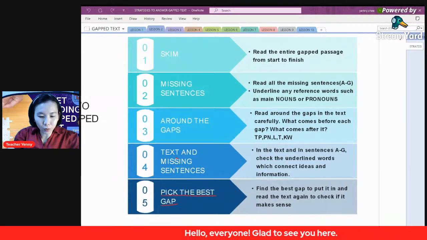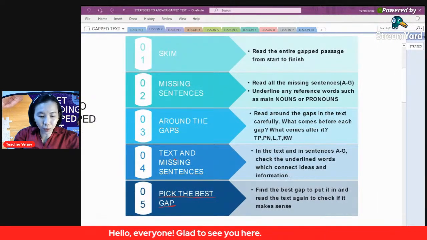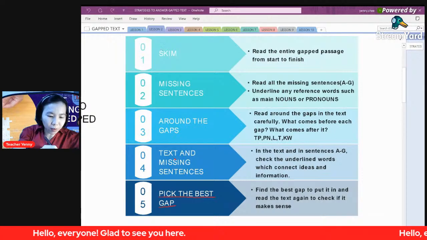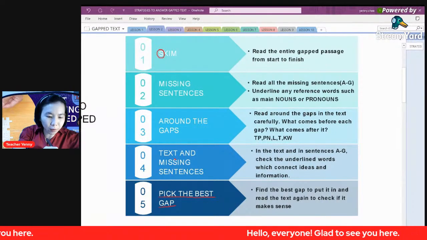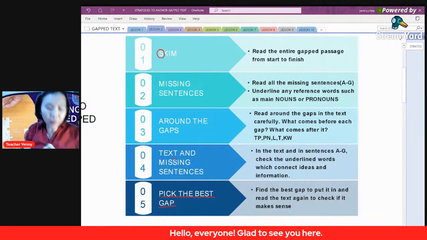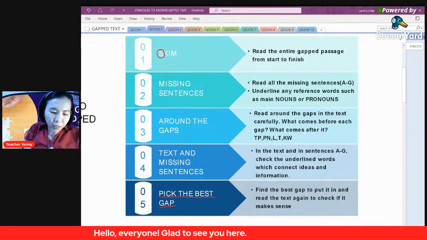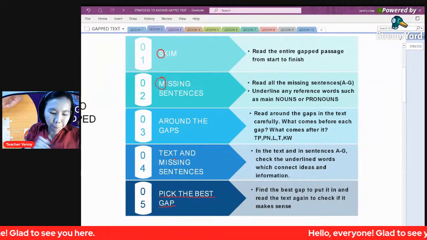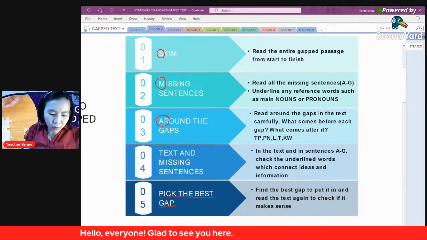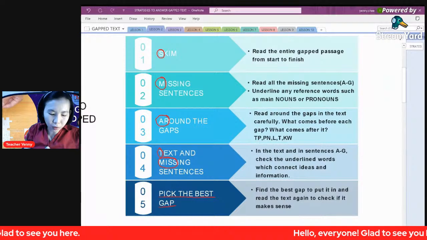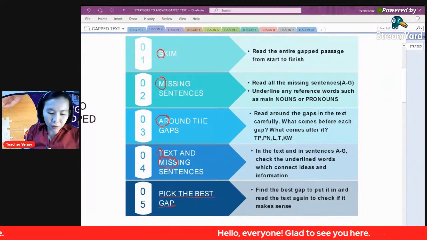Okay, dear students, I think it's big enough for you to view. So you can see here, the first thing that you need to do is to skim, S. And then the next step would be checking the missing sentences, M. And then the next one, you need to check around the gaps. And then what is the next thing? T, miss. The next thing is the text and the missing sentences.